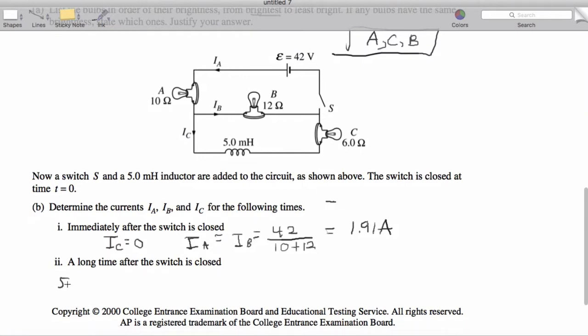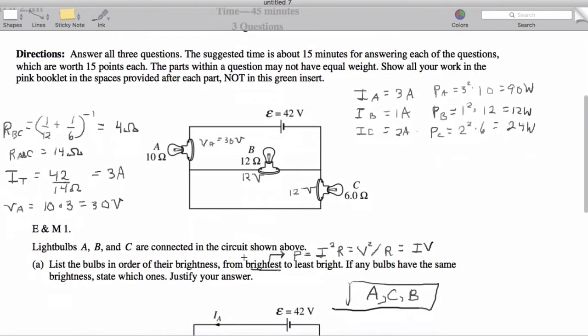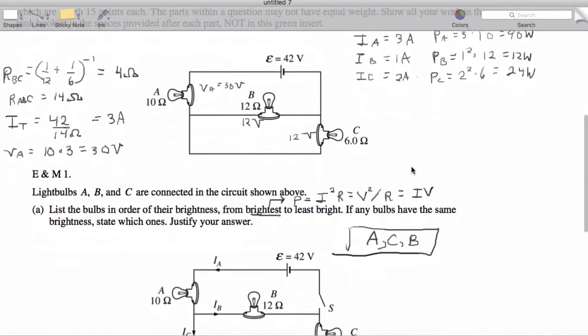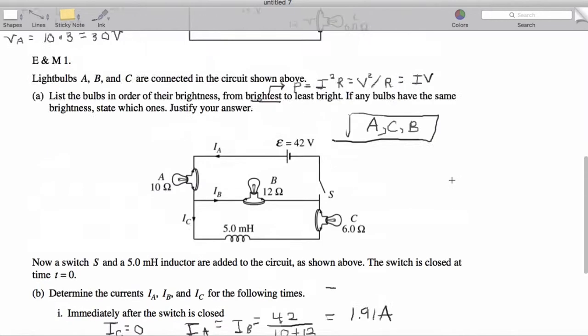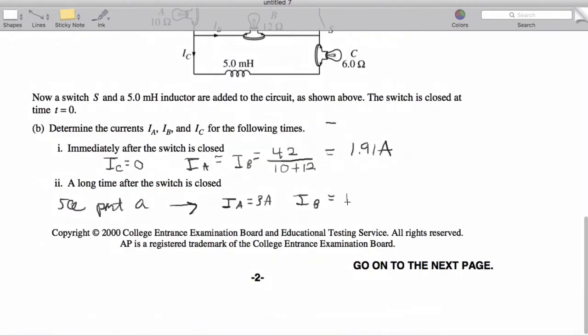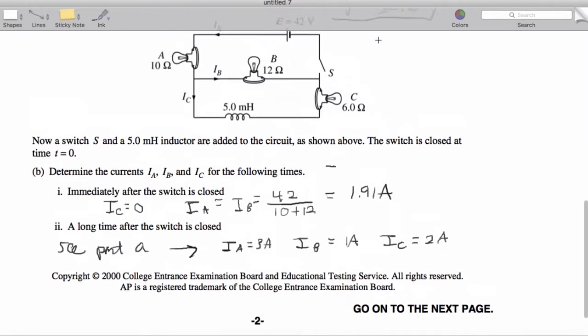After we close that switch for a long time, it's going to be the same as part A for the work. That is actually a legitimate way of doing this. The AP actually does accept that, and you can go ahead and just copy these answers and say, okay, IA is 3, IB equals 1 amp, and IC equals 2 amps. And again, that's because the inductor behaves like a wire at time equals infinity.